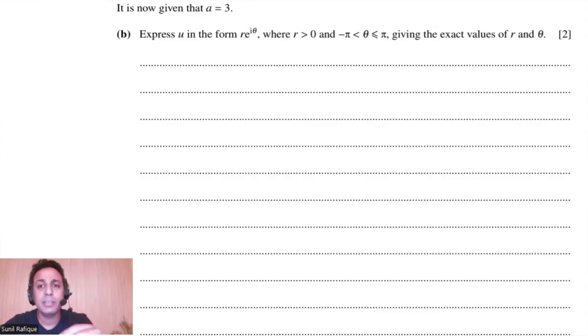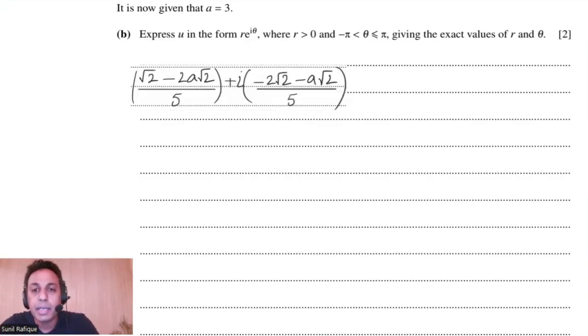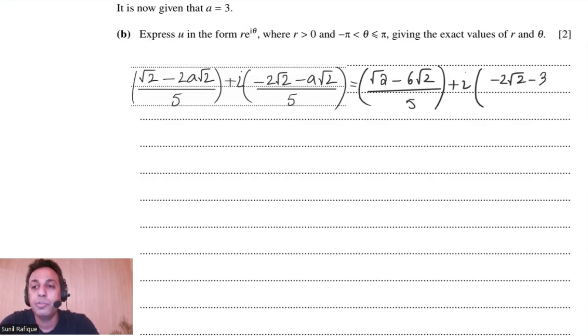I'll share the link in the description. You can check that video out where I have explained in detail how to convert between different forms of complex numbers. So I'll be needing my part A. That's part A, and I need to substitute a equals 3. So this will become root 2 minus 6 root 2 over 5, and plus iota, this is going to be minus 2 root 2 and minus 3 root 2 divided by 5.